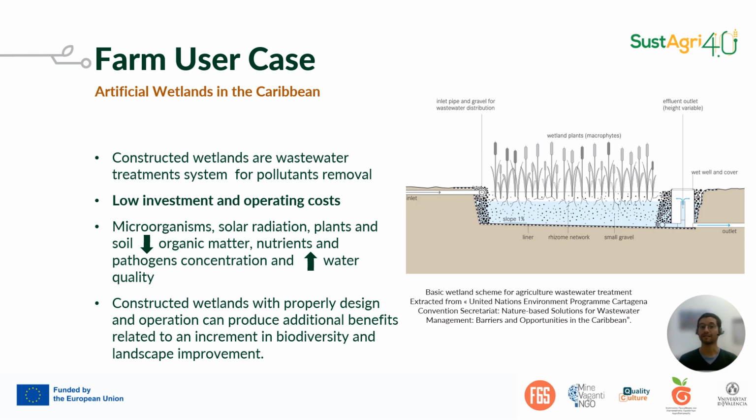Constructed wetlands are an example of treatment suitable for being implemented at farm level. These systems have low investment and operating costs and allow runoff pollution to be controlled thanks to the natural processes that occur in them. In addition, they have other advantages such as increasing biodiversity and improving landscape.